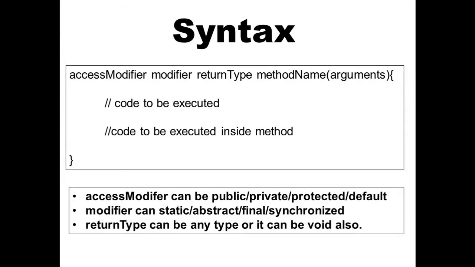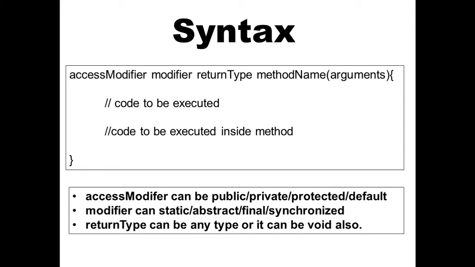So let's talk about the syntax. The syntax of the method is: access modifier, then return type of the method, then method name, which is highly important, then if we are passing any arguments, then curly braces open and close, and within those curly braces we need to write our code, our logic which we are going to perform in that particular method. For what purpose we have written a method, that will come inside the curly braces.